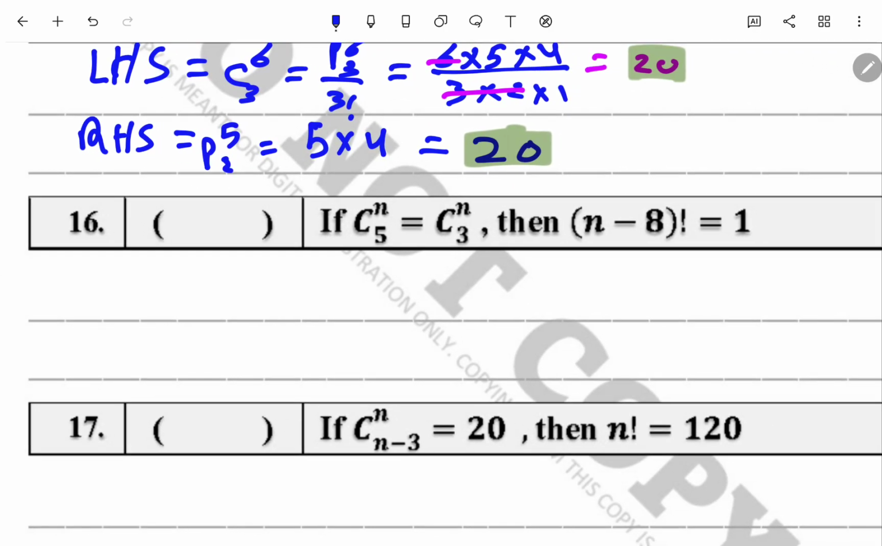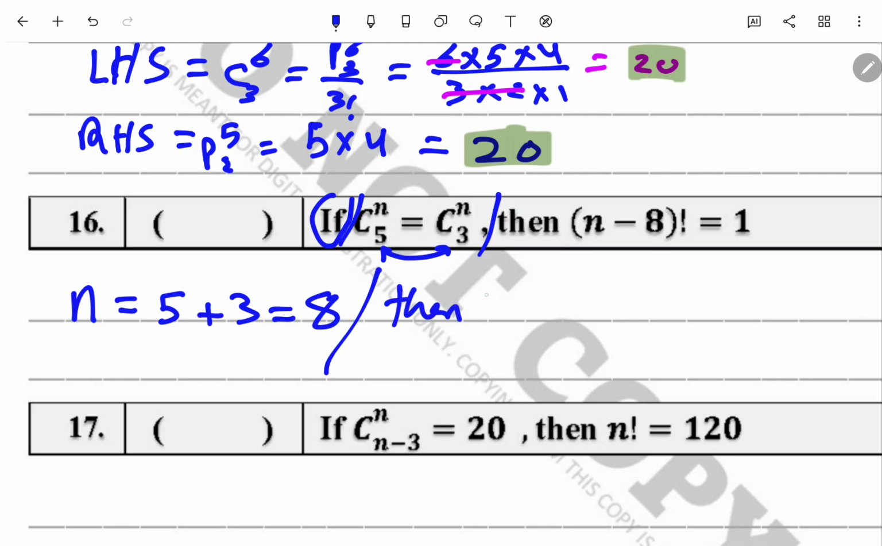In 16, we have this given: n combination 5 equals n combination 3. I can also add these two down plus down by the equality rule to get up. You can say that n equals 5 plus 3, which is 8. Now you need to replace n by 8, so 8 minus 8 is 0, and 0 factorial will give you 1, which is true.